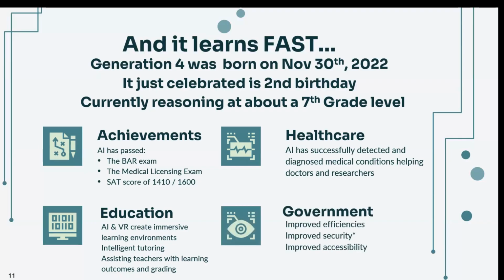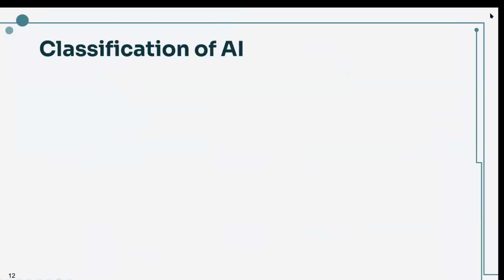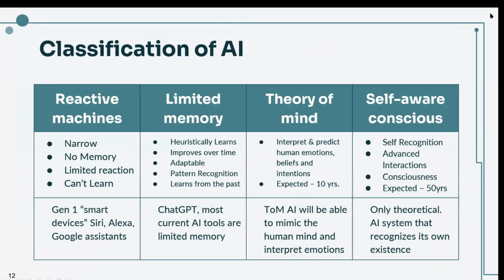And then finally, government. It's improved efficiencies, improved security, and improved accessibility. AI is really speeding up the processes of permits and licensures. The fact that they are starting to roll AI out into the government, which is historically cumbersome and very slow at times, means the government is definitely going to be seeing some process improvements through the use of AI. So let's talk about the classifications real quick.